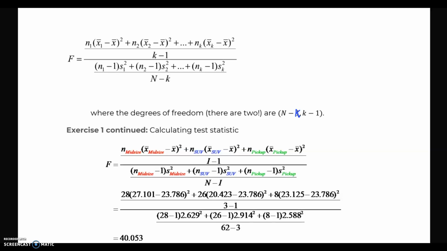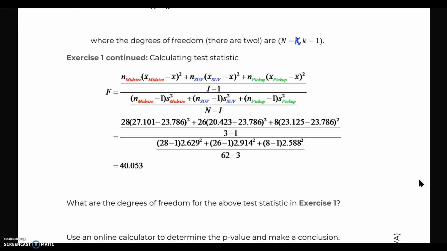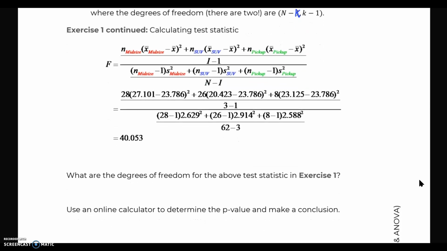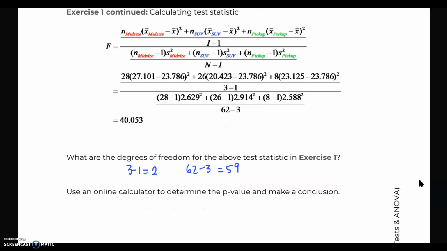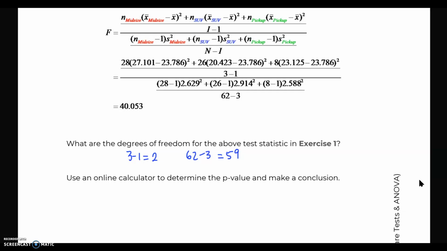and the degrees of freedom for within the groups is capital N minus K. So to calculate the test statistic, again, we plug in over here, we have our sample sizes, we have our X bars, so our means given. And so we calculate our test statistic, which is 40.053. So our two degrees of freedom from above were 3 minus 1, which is 2, and 62 minus 3, which is 59.